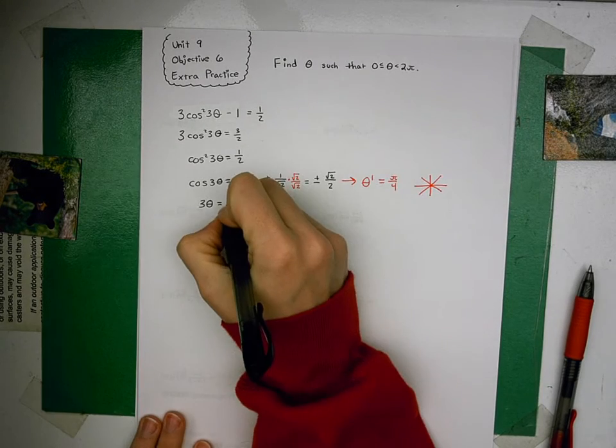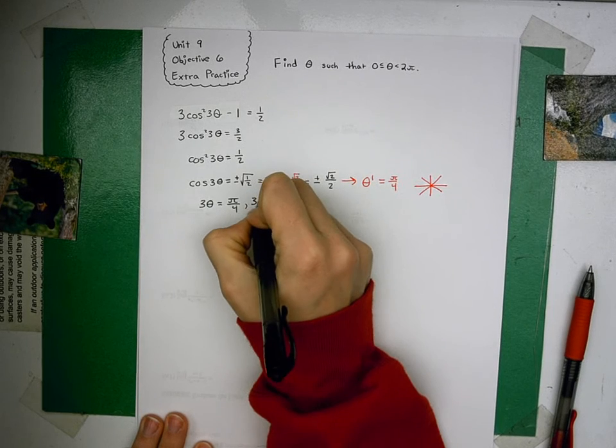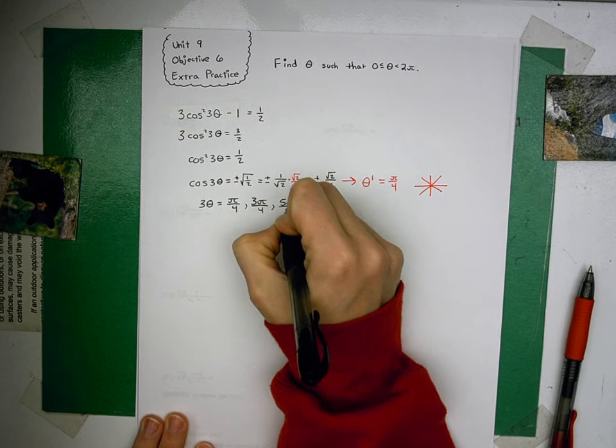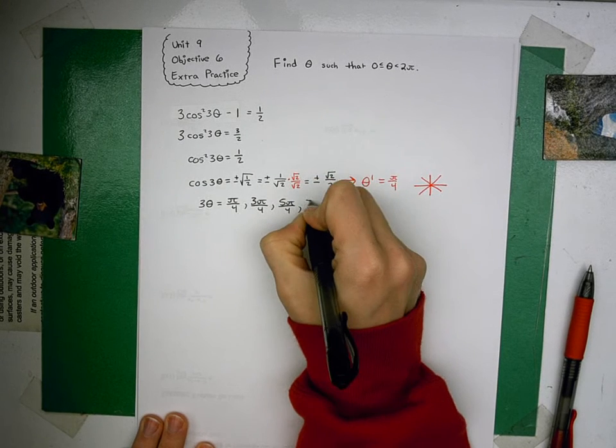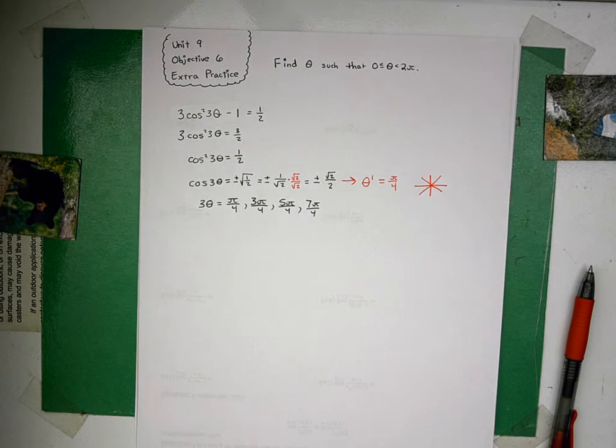So first quadrant is, of course, pi over 4. Second quadrant, pi over 4 angle is 3 pi over 4. Third quadrant is 5 pi over 4. And fourth quadrant is 7 pi over 4. Okay, and so that's one rotation.